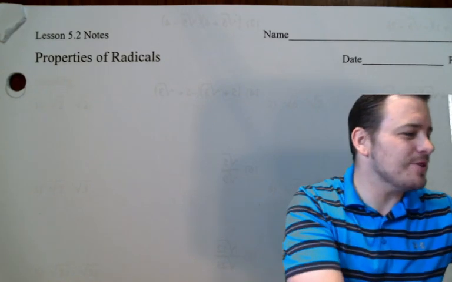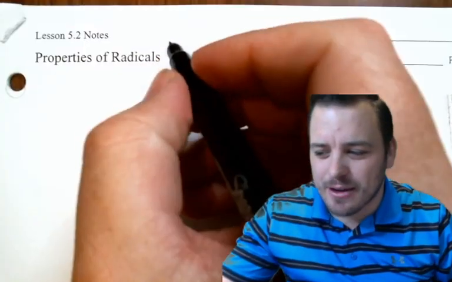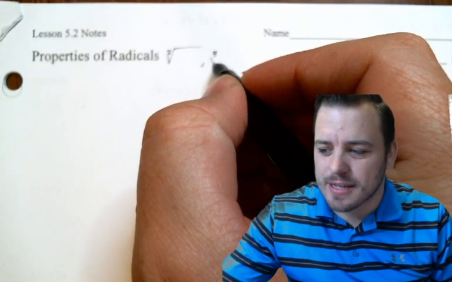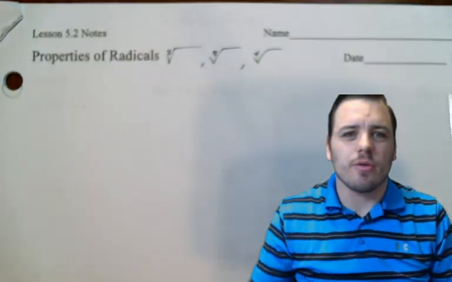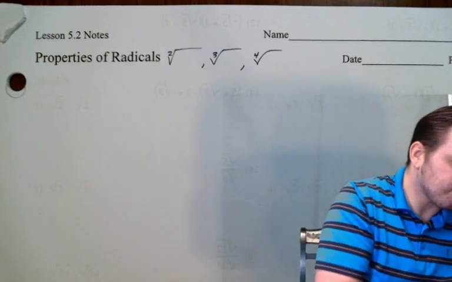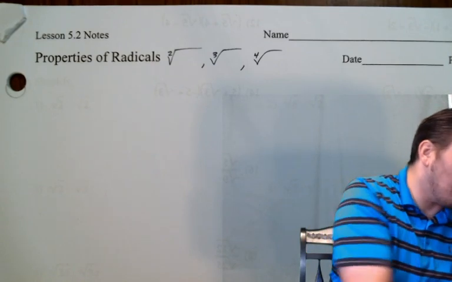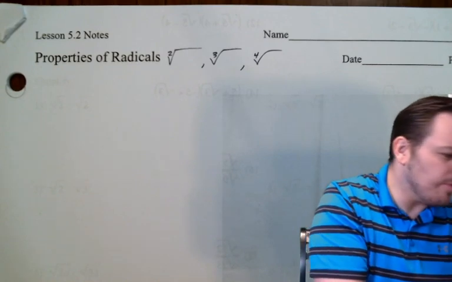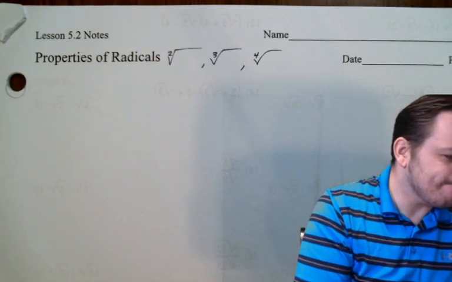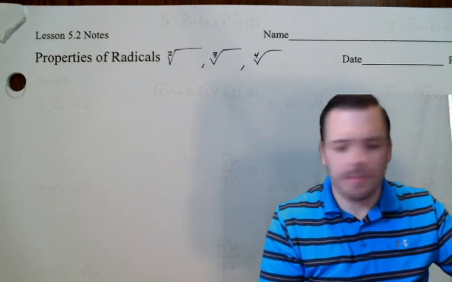All right, jumping into lesson 5.2 notes, and this is properties of radicals. Keep in mind, radicals are just those signs there. It can be more than just a square root. It can be a cube root, as we've discussed. It can be a fourth root. So these are properties of those roots. Before we go too far into those properties, let me make sure. Yeah, we went over those properties kind of before.